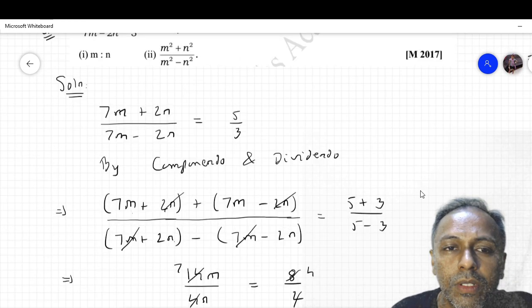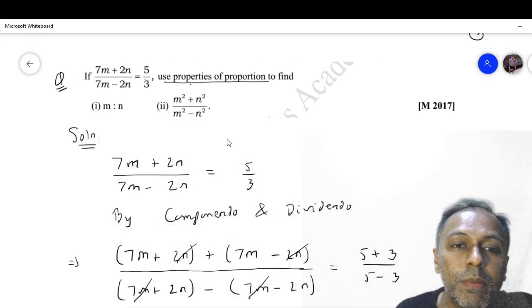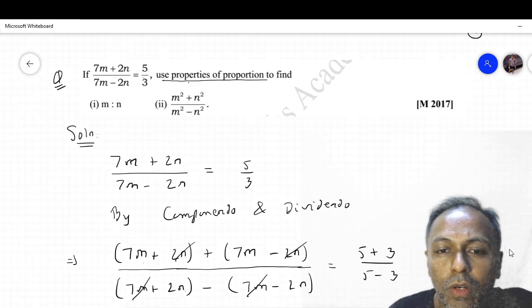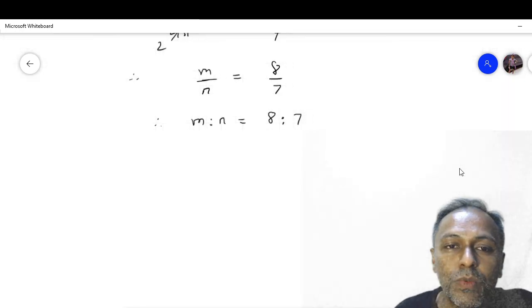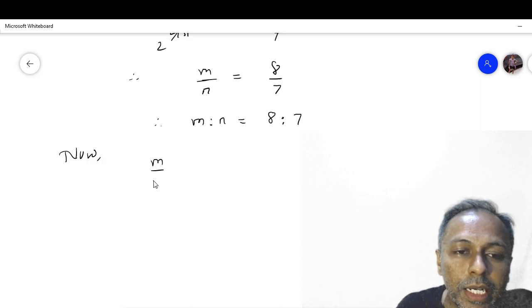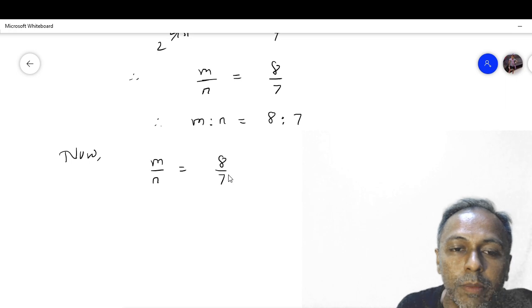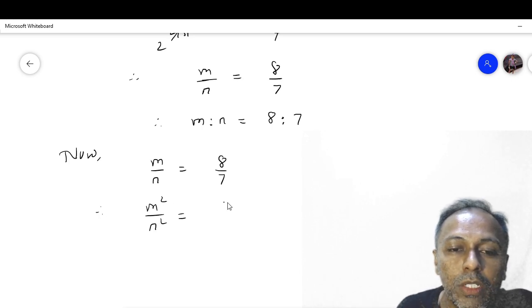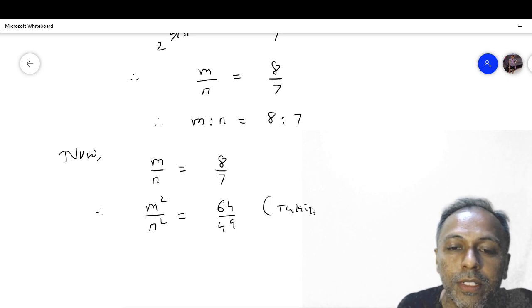They have asked us further, get m square plus n square upon m square minus n square. And we have already got result 1. Let us use this result. So we can write now, let us rewrite m upon n is equal to 8 upon 7. As you want m square and n square both, let us write taking squares on both sides. So m square upon n square is equal to 64 upon 49. You can write taking squares on both sides.